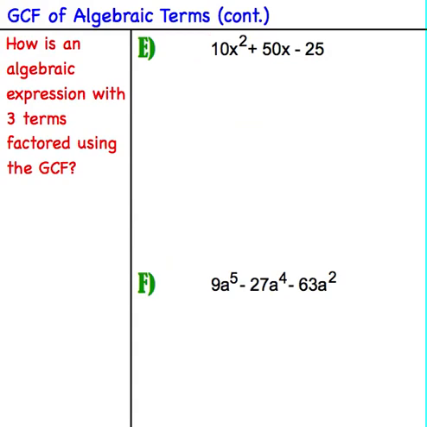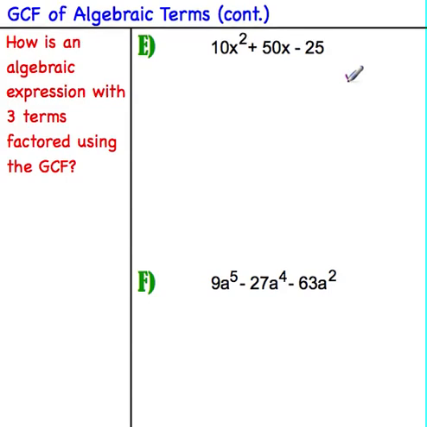Our next one we've got is 10x squared plus 50x minus 25. So now we've got 3 terms. So it's nothing like anything other than the first couple examples. We're going to divide everything out, but it has to come out of all of them. So 10, 50, and 25 I know are all divisible by 5 because 2 can't go into all 3.